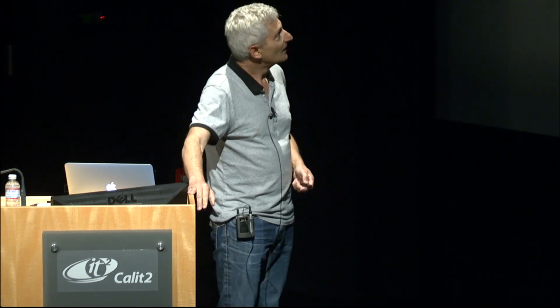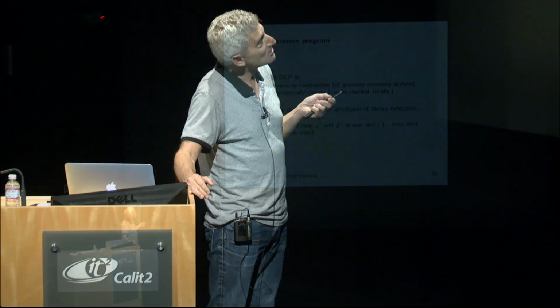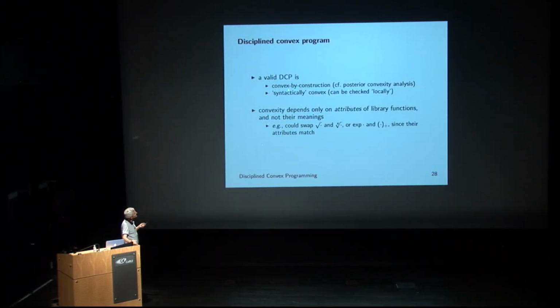Okay, and the cool thing is it means it's syntactically convex, because in fact, it's so dumb, it knows no math. It doesn't know any math at all. All it knows, for example, is that you could switch the square root and the fourth root because their attributes match. They're both non-negative, they're both increasing, and they're both concave. It doesn't matter. You could change exp and the positive part, and it would work. Okay, so this is the idea.